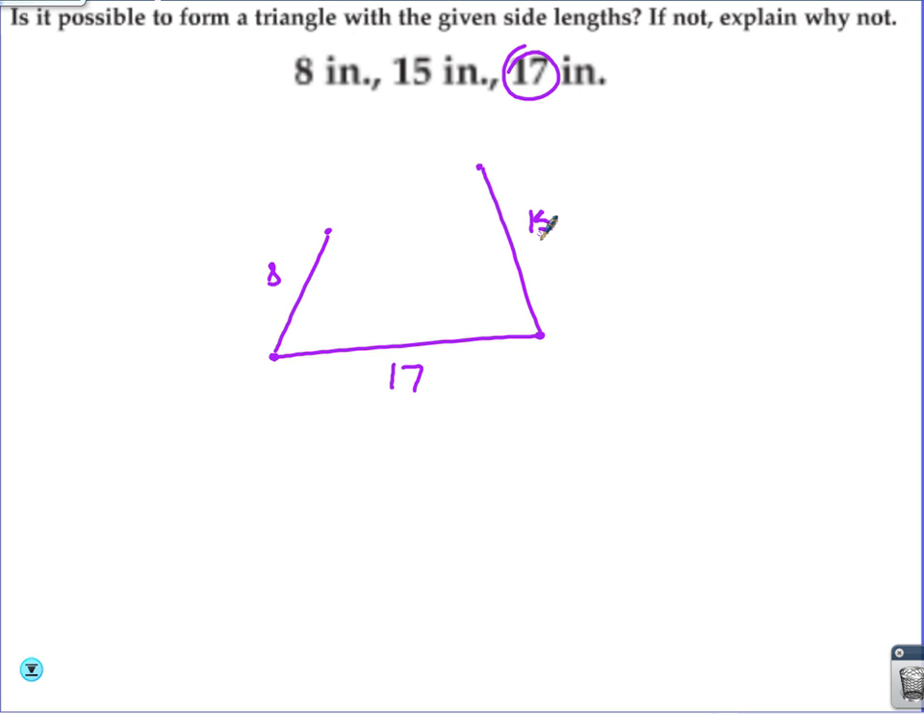Yes. We're okay here. And again, the reason we're okay: if you add 8 and 15 together, you get 23. That's bigger than 17, done. That's all you have to do on this. The two shorter sides have to add together to be bigger than the largest side.